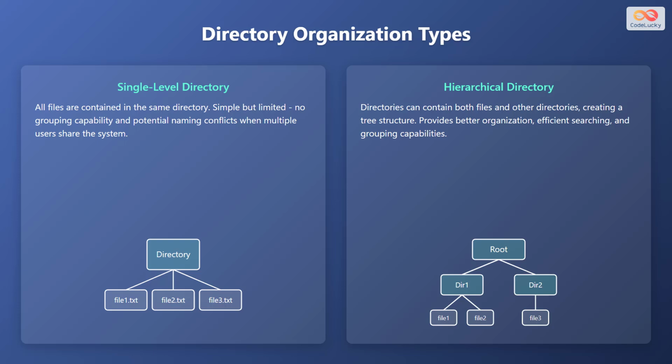There are primarily two types of directory organization. The first one is single-level directory, where all files are contained in the same directory. It is simple but limited, and there is no grouping capability and potential naming conflicts when multiple users share the system. The second type is hierarchical directory, where directories can contain both files and other directories, creating a tree structure. It provides better organization, efficient searching, and grouping capabilities.